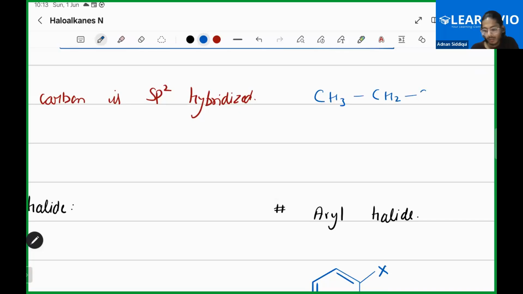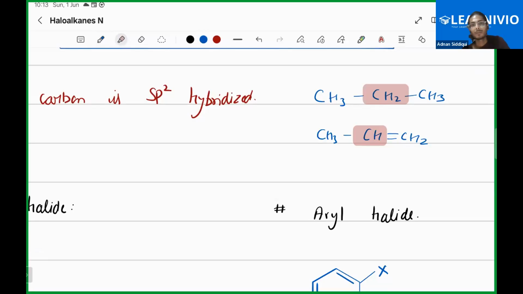Suppose I am writing this and I am writing this. You have to tell me the hybridization of this carbon and this carbon. The one that I've highlighted, you have to tell me the hybridization of these two carbons. The first one is sp3 hybridized. Okay, the second one is sp2.